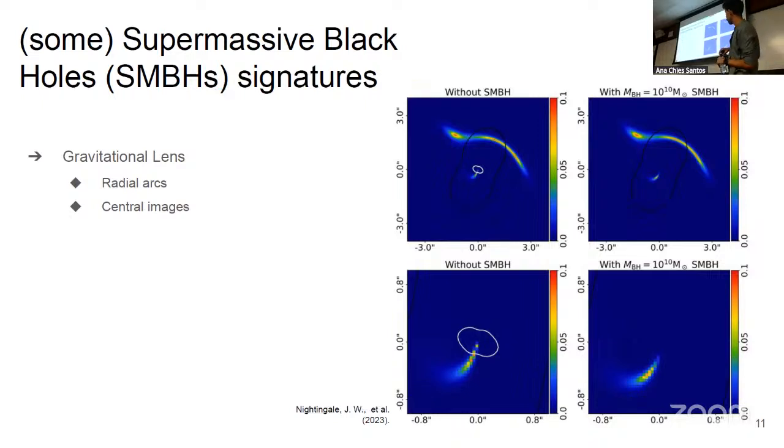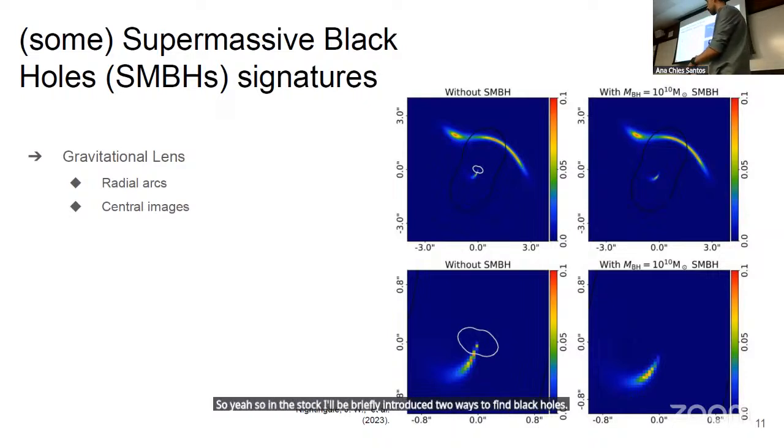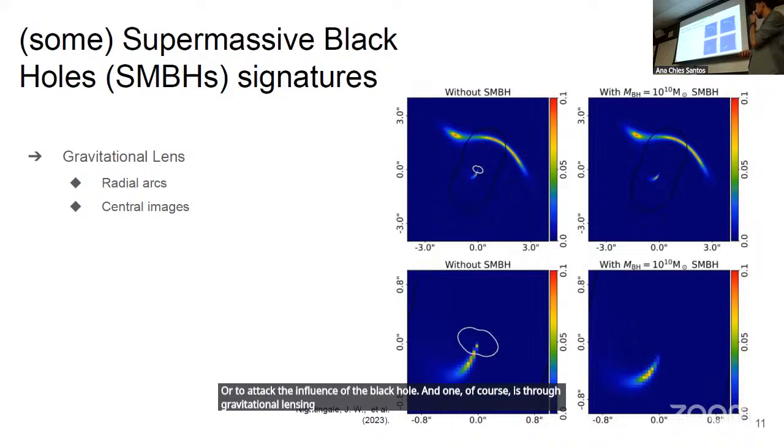So yeah, in this talk, I'll briefly introduce two ways to find black holes, or two ways to detect the influence of the black hole. And one, of course, is through gravitational lensing. As I said, gravitational lensing is sensitive to the mass distribution.